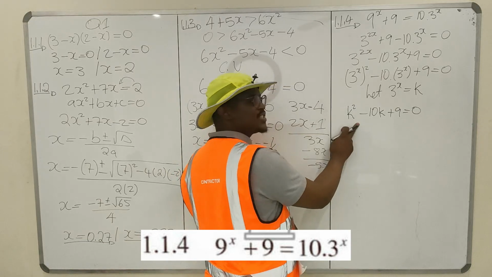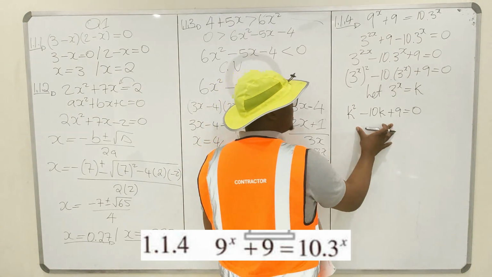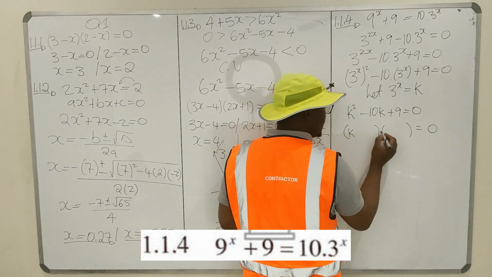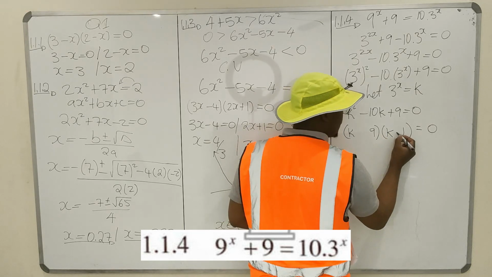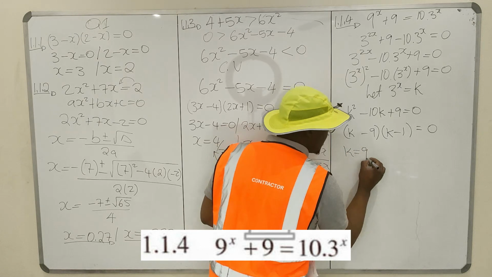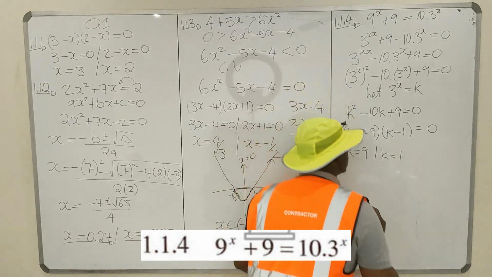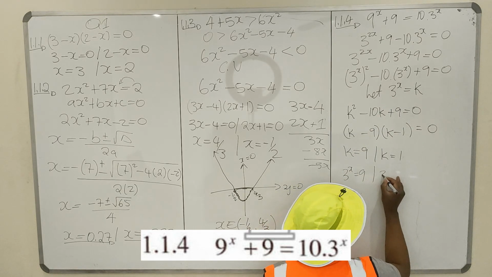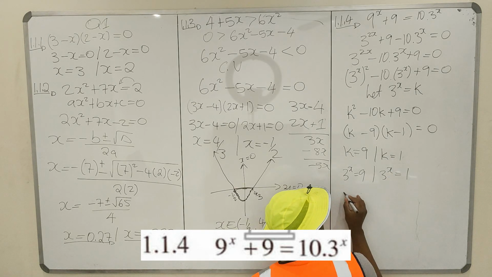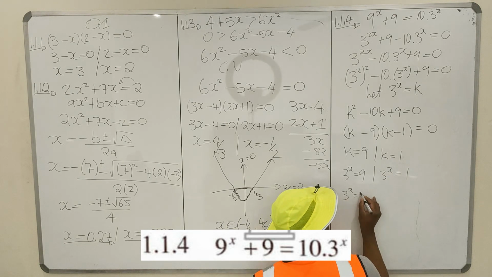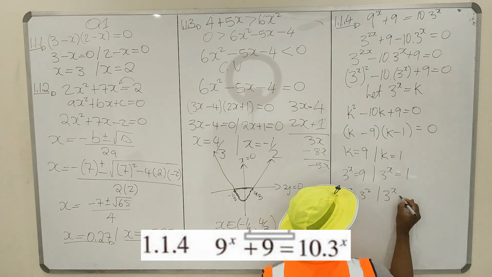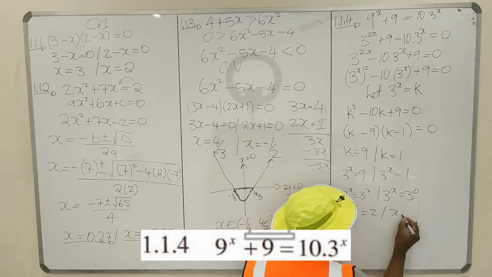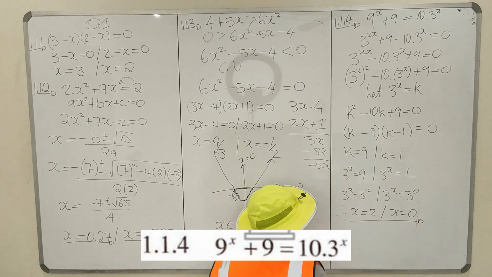We can factorize this because we know this is question 1. We normally get it like this. So when we factorize this, equal to 0, we get: k is equal to 9, or k is equal to 1. What was k? k was 3 raised to x, so you say 3 raised to x is equal to 9, or 3 raised to x is equal to 1. So your 3 raised to x is equal to 3 squared, or your 3 raised to x is equal to 3 raised to 0, which is 1. Therefore, x is equal to 2, or x is equal to 0. So these are the solutions to this equation.